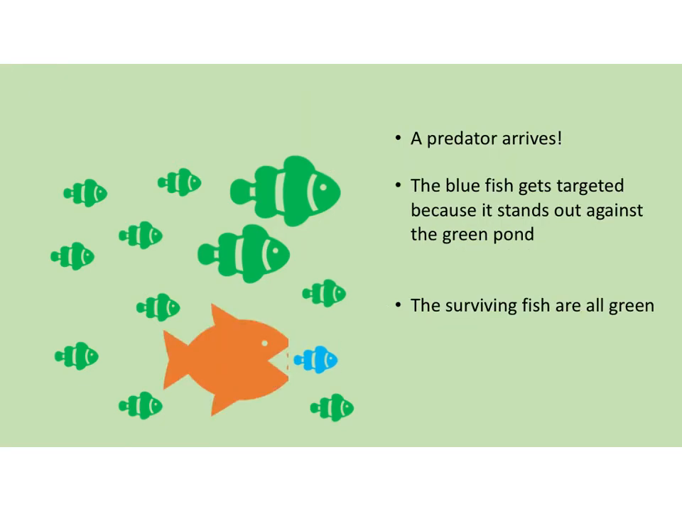And the next thing you know, a predator arrives, and the blue fish gets targeted because it stands out against the green pond. So that means the predator will kill the blue fish, and all of the surviving fish will be green. So this genetic mutation that makes that fish blue was a very negative variation, and it caused the blue fish to become extinct.